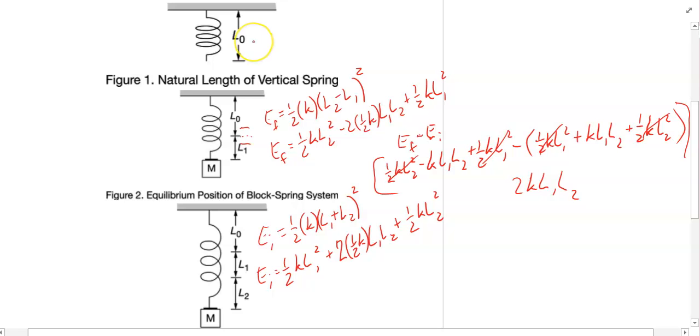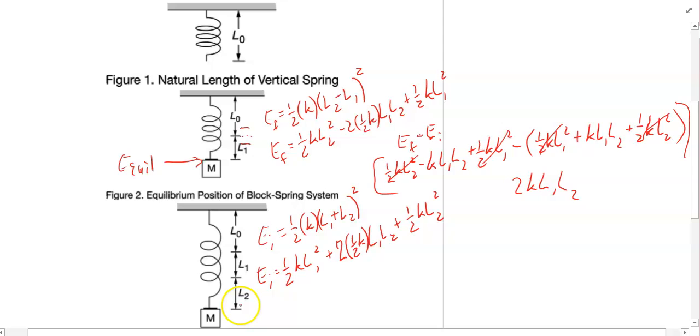So anyway, in this one we have a spring hanging here with length L0. We have to recognize this spring can stretch and it can compress. When we hang a mass on it, it will stretch a distance L1 and just hang there. Then we pull it down an additional L2 and release it, so it's going to oscillate up and down. This right here is the equilibrium position.